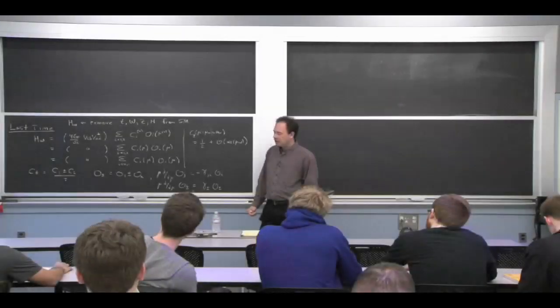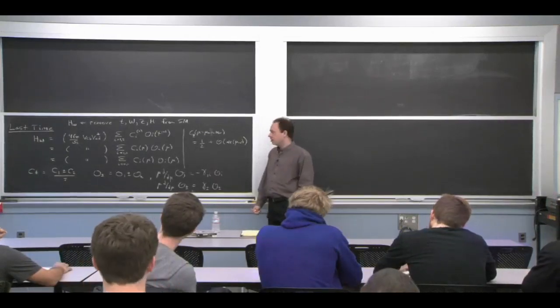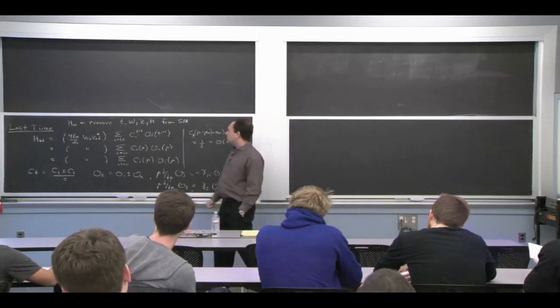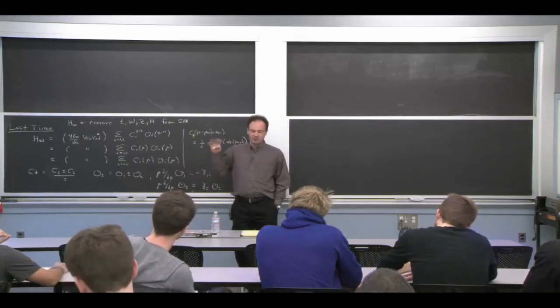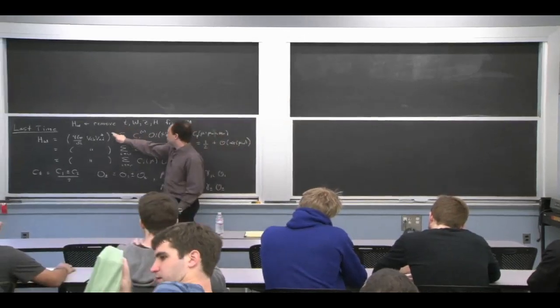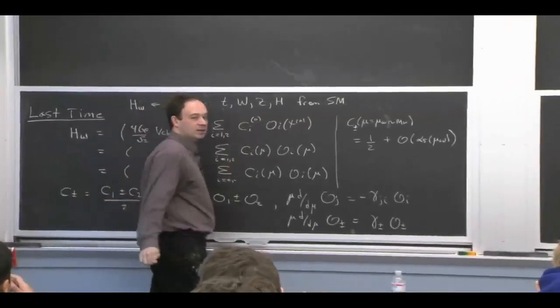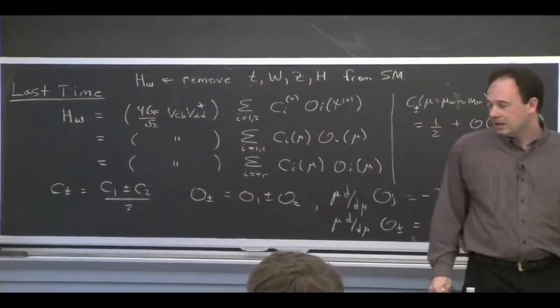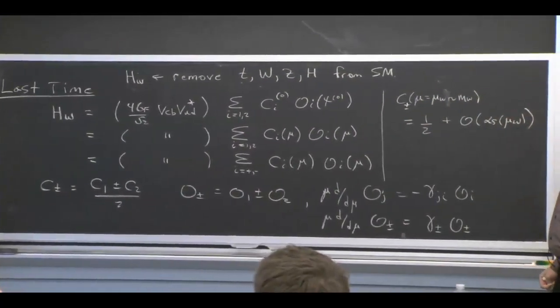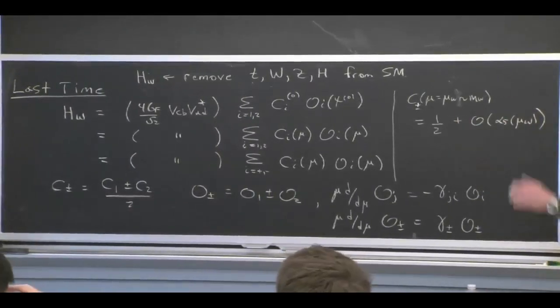play with each other. We did the standard model as an effective field theory, higher dimension operators in the standard model. And then we started talking about taking the standard model as theory one and removing things from it. In particular, constructing what's called the weak Hamiltonian by removing the top, W, Z, and Higgs from the standard model. And last time we were focusing on the anomalous dimensions and things about renormalization.